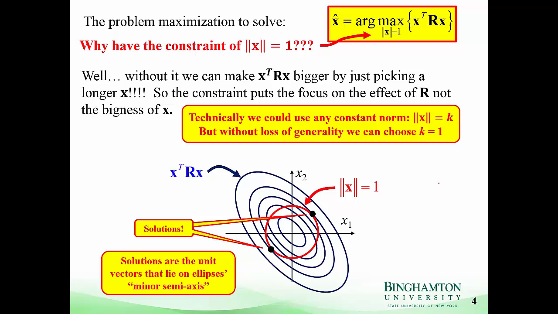So the solutions are the unit vectors that lie on the ellipse's major semi-axis, right? Here's the major semi-axis here, and here's the minor semi-axis. So in the previous set of notes, I called these the principal axes. And remember I said there's another name for them that I couldn't remember at the time. They are called the semi-axes. So the minor semi-axis is the one across the shorter side, or the shorter distance across the ellipse. The major semi-axis is the longer one.